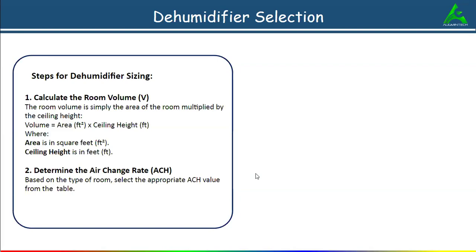Now we'll see how we can select the dehumidifier, on what basis, and how we can calculate its size. To select the size, we need to see two things: first, the room volume, and second, the air changing rate. Room volume, as we saw previously, is calculated as height into width into length, which gives the entire volume.